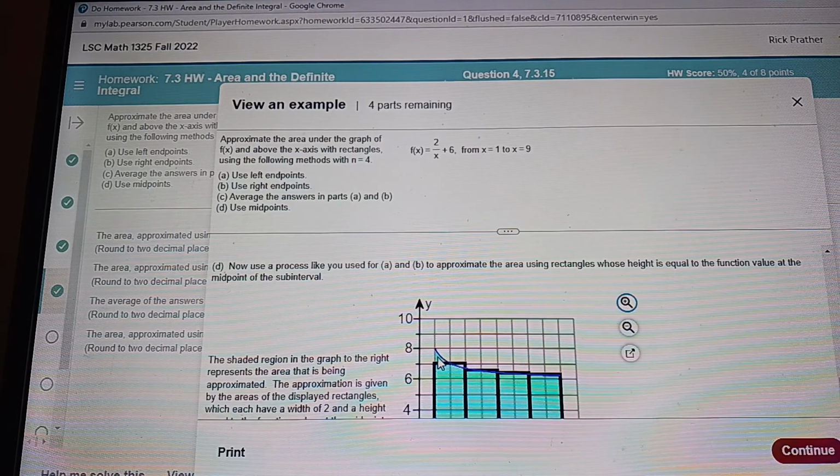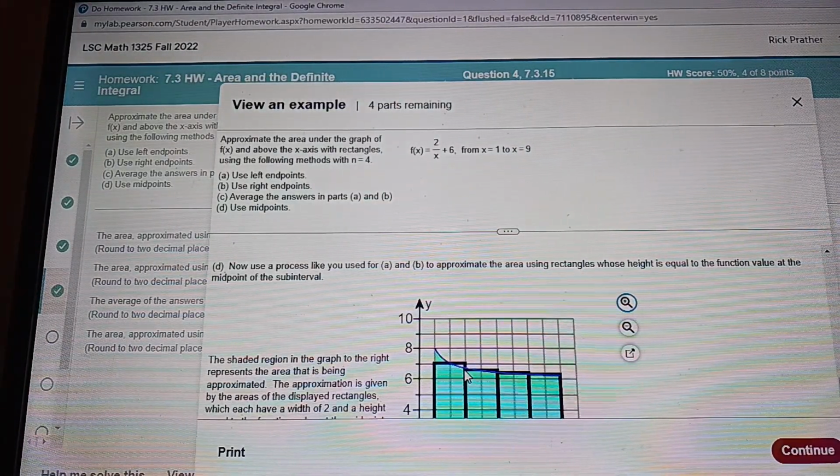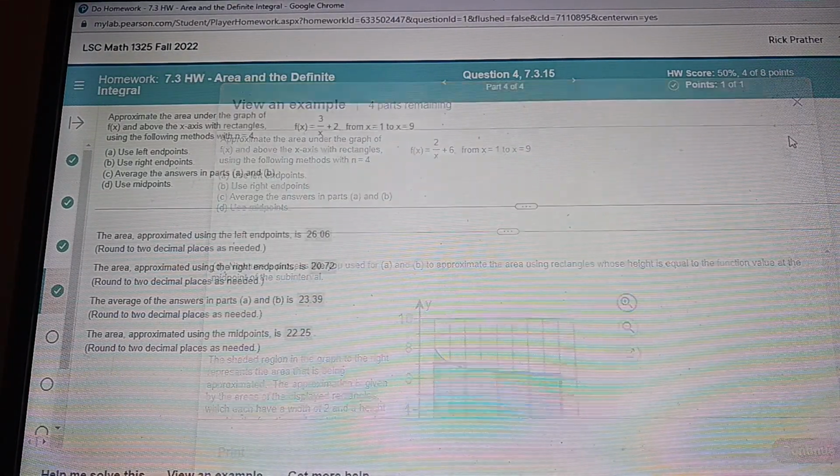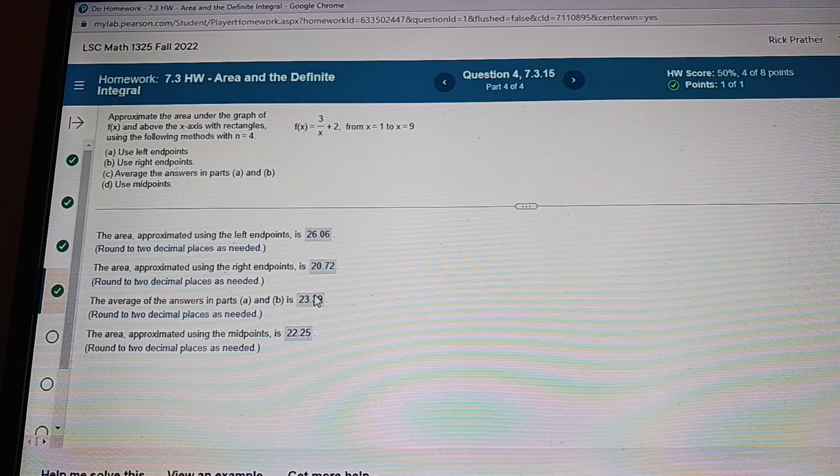This blue part seems to be a little bigger than that white part, but there's some balancing going on. So that's why the midpoint often is the best estimation. It's often better than even the average of these two.